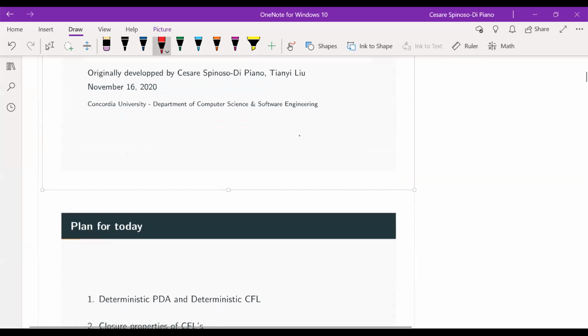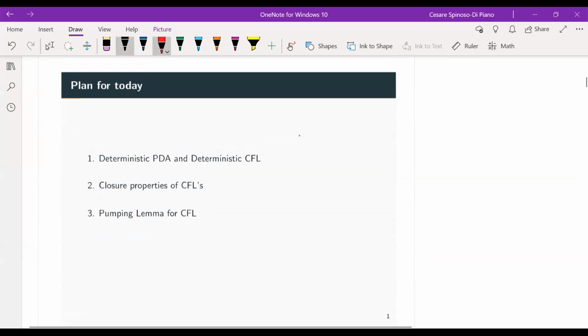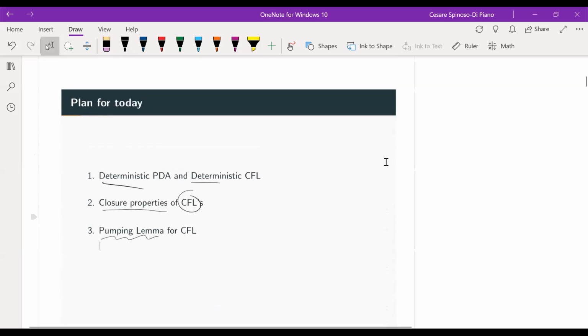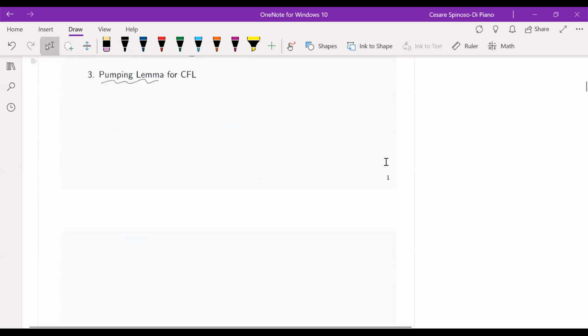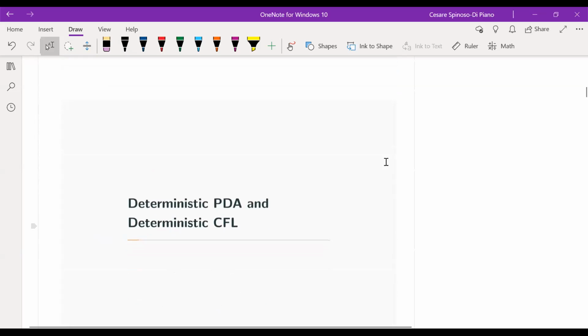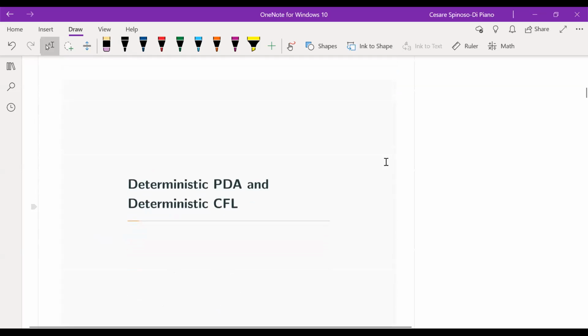Okay. So topics for today, we're going to cover some of the stuff you saw during lecture last week. So we're going to look at deterministic PDAs and deterministic context-free languages. Then we're going to look at some closure properties for context-free languages, and then we're going to briefly introduce the pumping lemma for context-free languages because I know that it hasn't been introduced in lectures, so it's going to be a very light introduction. Okay, so deterministic PDAs and deterministic context-free languages.